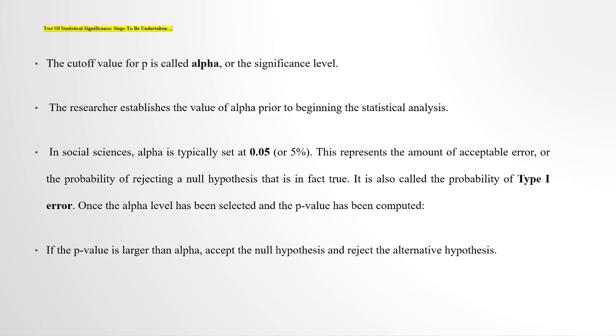So once the alpha level has been selected, the p-value is computed so as to compare. Now if the p-value is larger than alpha, as we've already discussed, then we accept the null hypothesis, and otherwise we reject it.